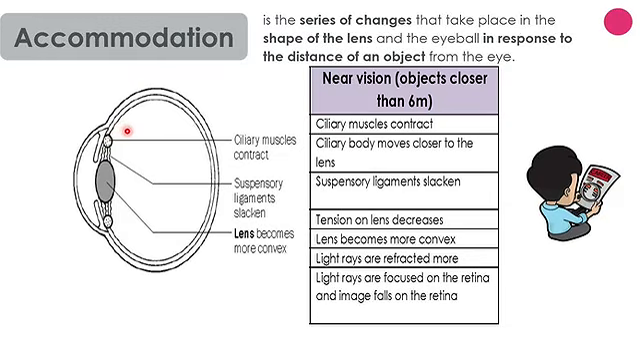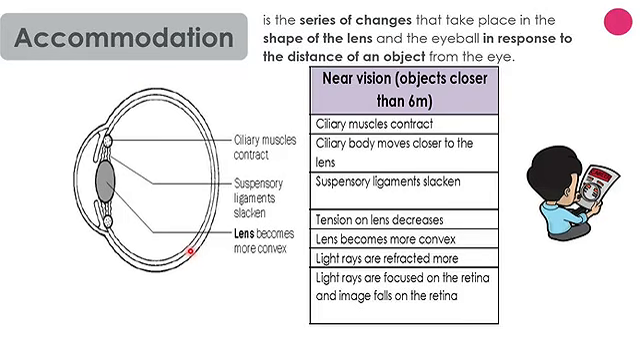Our ciliary body moves closer to the lens, and seeing that it moves closer to the lens, there's less tension on our suspensory ligaments. So our suspensory ligaments slacken. The tension on the lens decreases, which means our lens will become more convex. Light rays are refracted more, and light rays fall then once again on the back of the retina, where an image is then formed.